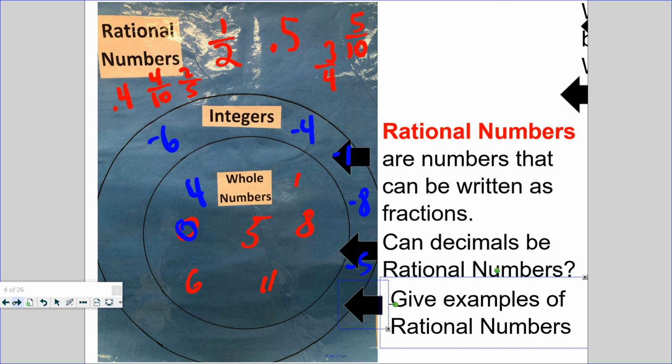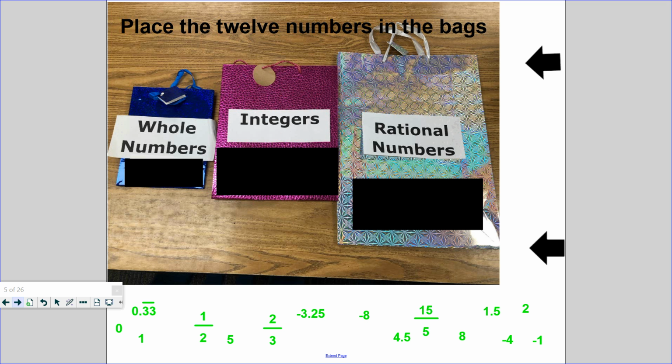So what you're going to do now is I will pass out 12 numbers throughout the class, and you are going to put them in the correct bag. Oh, before we do that, let's put some numbers in the bag. So let me use my finger. 2. 2 is a whole number. -1, integer. Let's do a whole number first, it's easier. 8, whole number. 1, whole number. 0, whole number. 5, whole number.